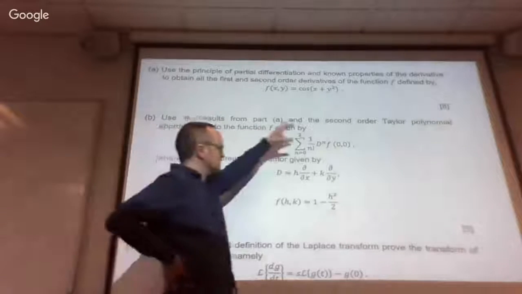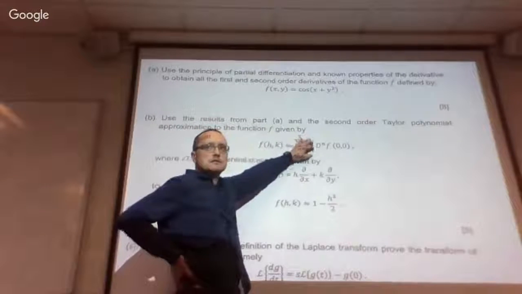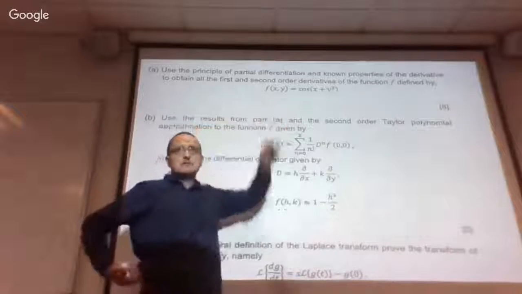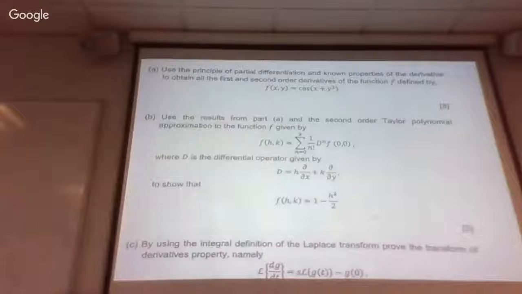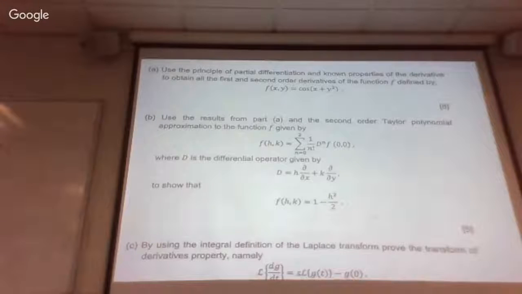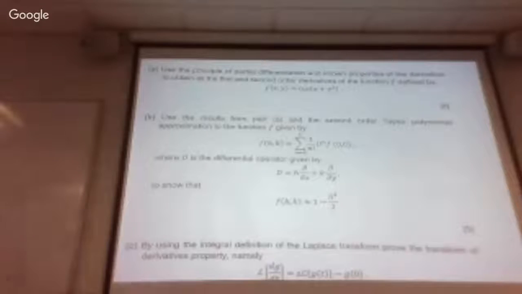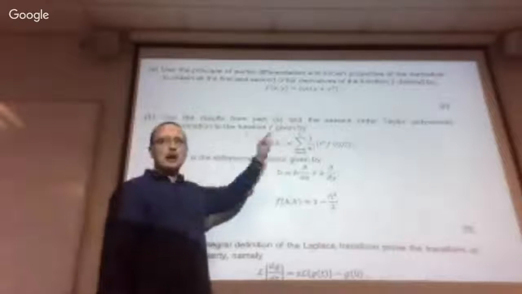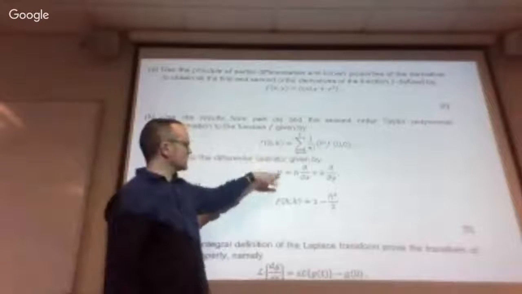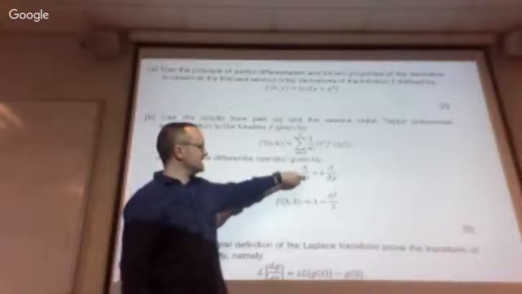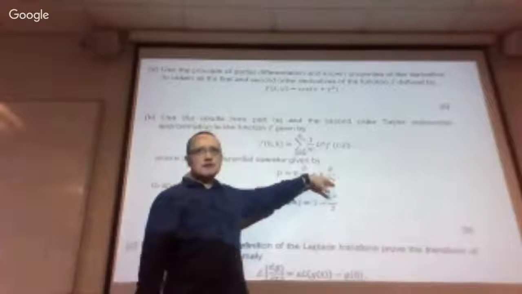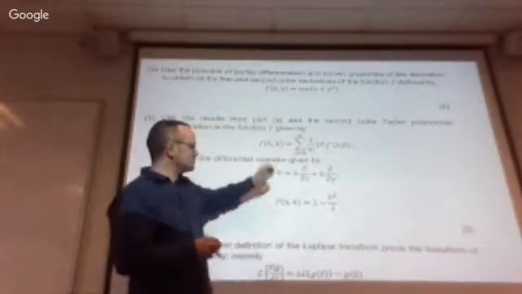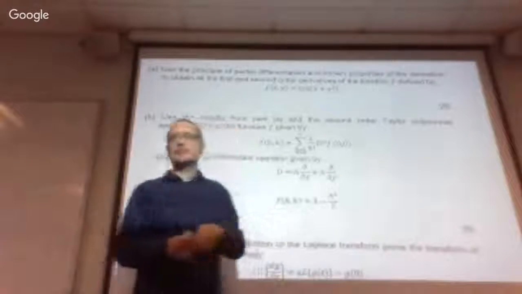So we're basically just going to write this summation down, unravel it, and substitute in the necessary parts. Okay? But there's a slight twist here. It's in this. When you see this d to the power n, how do you think of that? D is the differential operator, h d/dx plus k d/dy. It makes sense as an object that you apply to another function.